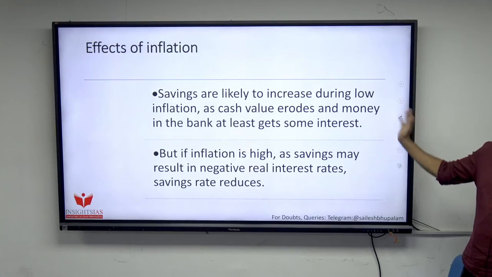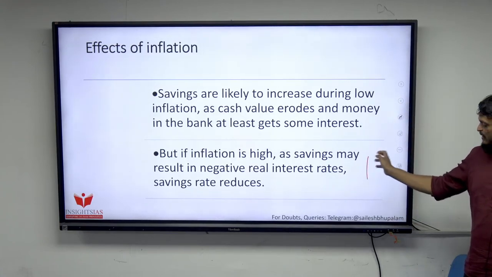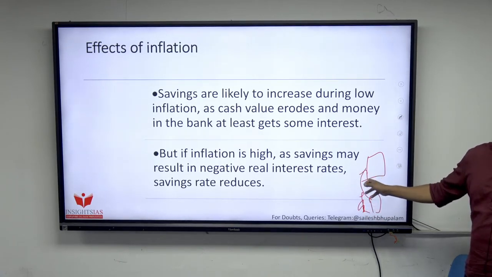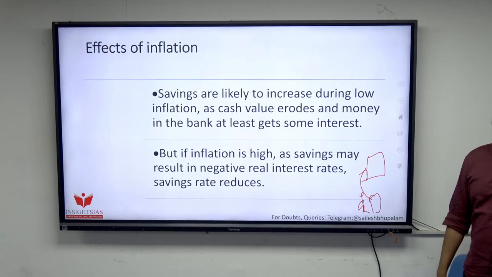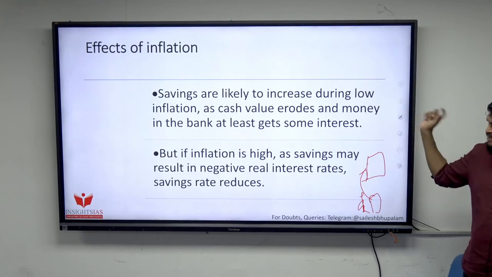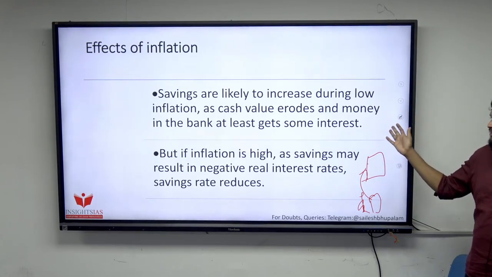Savings are likely to increase during low inflation. That means if inflation is slightly, a little bit, people will feel, instead of keeping a suitcase of cash at home, if I put it in the bank, at least I get that 4%, 5% interest from the bank. Something is better than nothing. So they will try to put it in the bank, and that means savings will increase. As cash value erodes, money in the bank will get at least some interest.